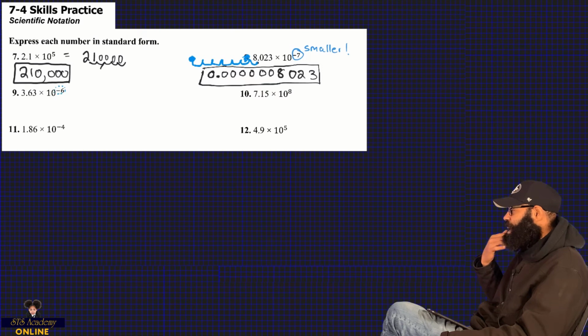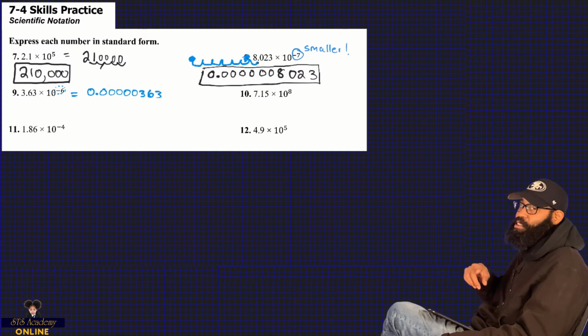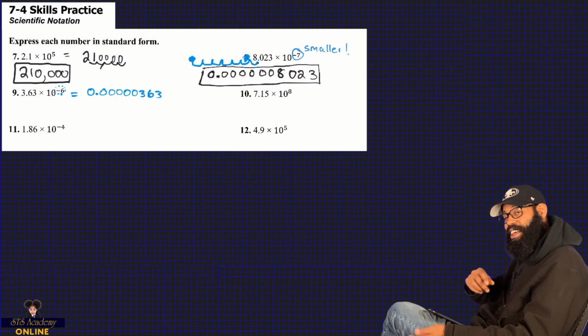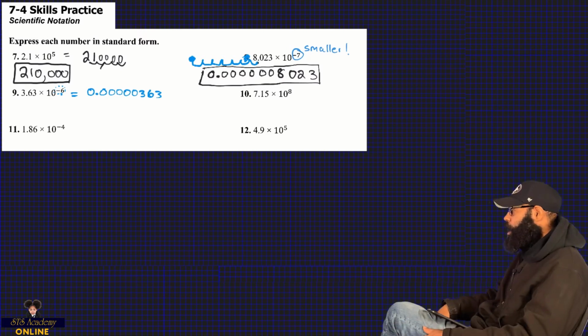So for 9, again, the exponent now tells me to go to the left. So instead of having $3.63, I'm going to have 0.000000363. How I know how many zeros? There's only 1 place in front of the decimal, so this is that 5 more, that gives me a total of 6. But easy enough, guys, I believe.